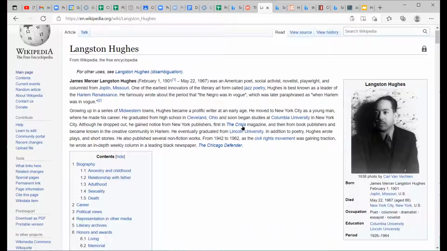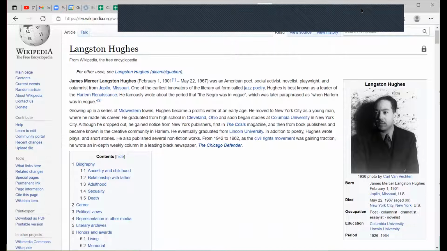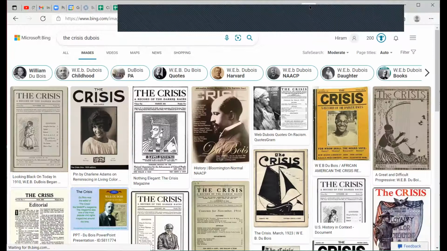The first thing that I want to look at is the first publication. It also mentioned that he got a Guggenheim Fellowship at a young age. So I'm going to keep that in mind too. So the first thing I want to check out is the Crisis.